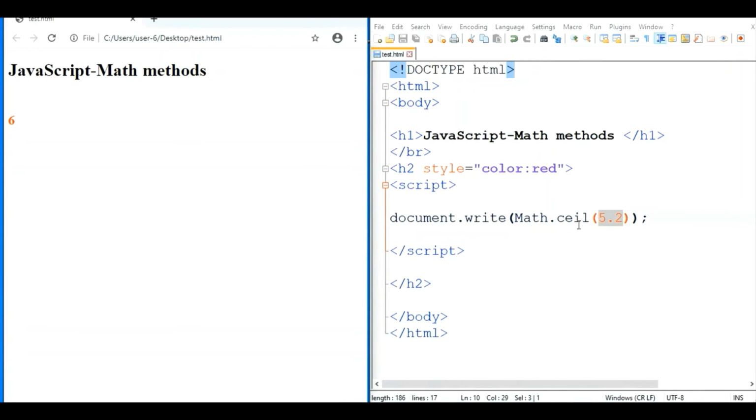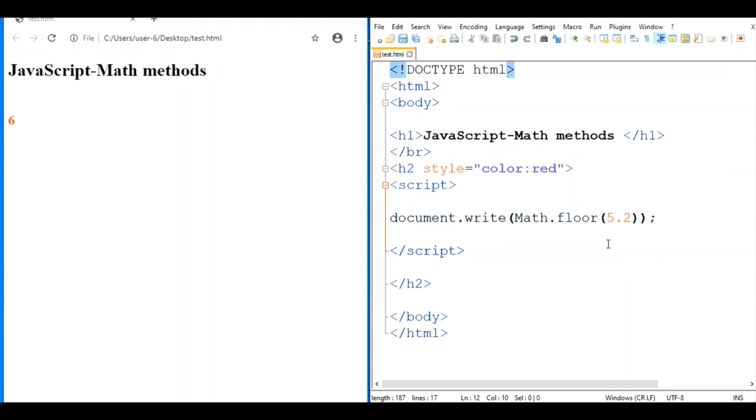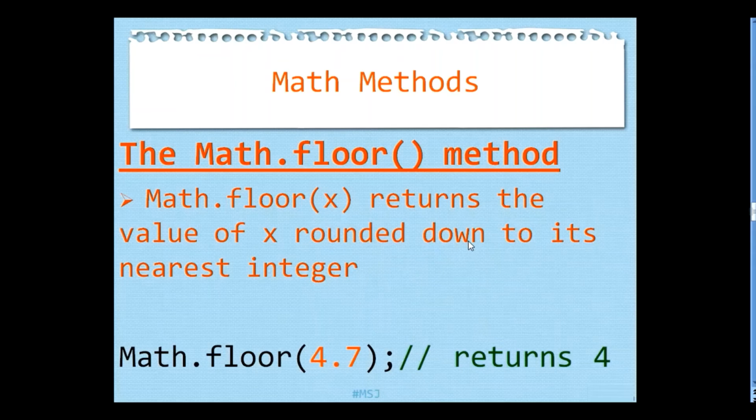Ceil is over. Now floor. The floor of 5.2 is 5. The floor of 5.9 is still 5. So flooring means rounding down to the nearest integer.